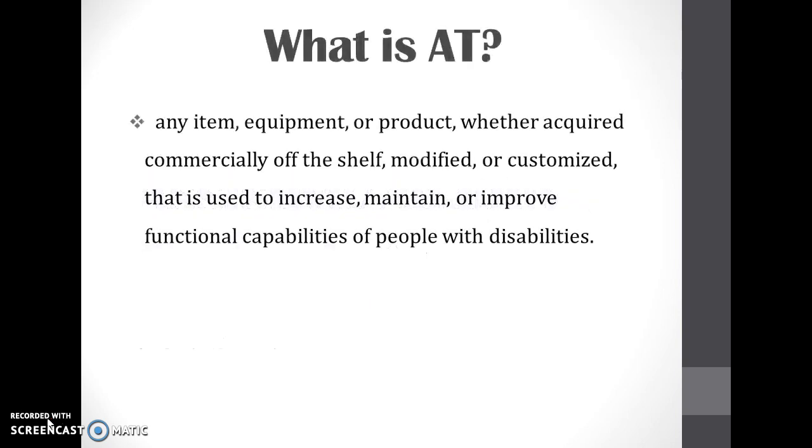First of all, it's important to understand what exactly assistive and adaptive technology is. Assistive and adaptive technology, most commonly referred to as just assistive technology or AT, can be defined as any item, equipment, or product, whether acquired commercially off the shelf, modified, or customized, that is used to increase, maintain, or improve functional capabilities of people with disabilities.